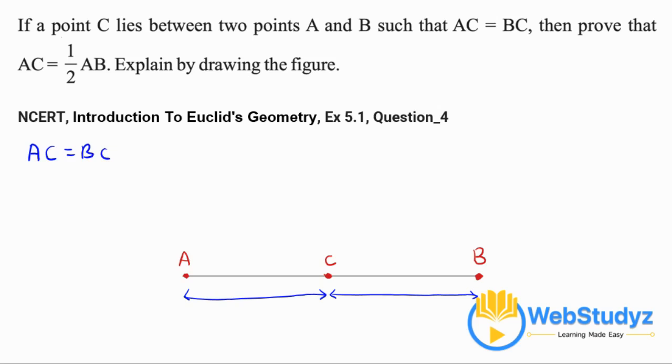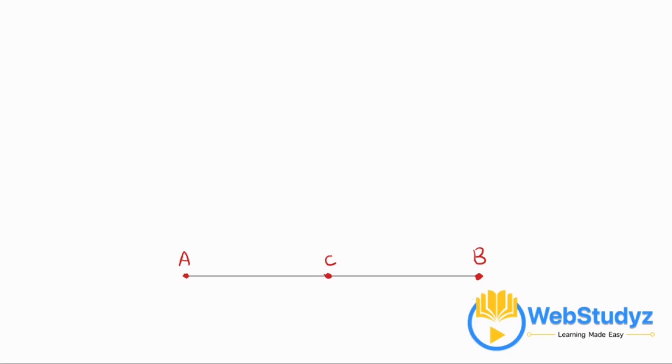Now what we can do is let's add AC to both sides. So what we get, AC plus AC equals BC plus AC. So this can further be written as 2AC equals BC plus AC. So let's solve this in the next slide.